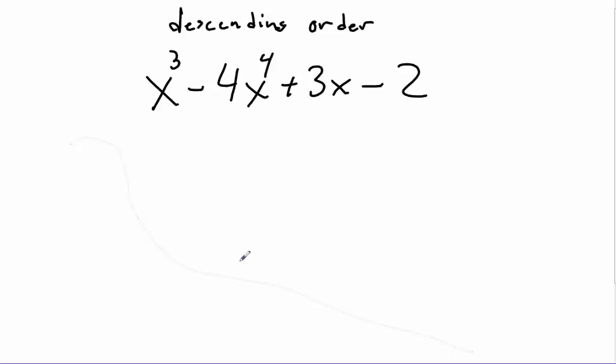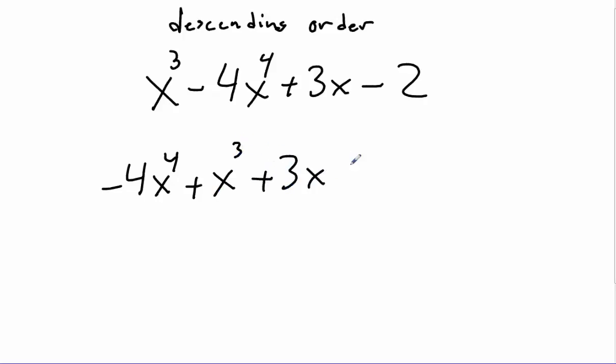But what that means in polynomials is you want to look at the exponents. So if you look here, we have a x to the third, x to the fourth, x to the first. There's really an x to the 0. But x to the 0 is just 1, so we don't write it. So this is not in descending order because we need to go from high exponents to low. So we take the negative 4x to the fourth, put it out front, and then x to the third plus 3x minus 2. Now this is in descending order, and we're looking good.